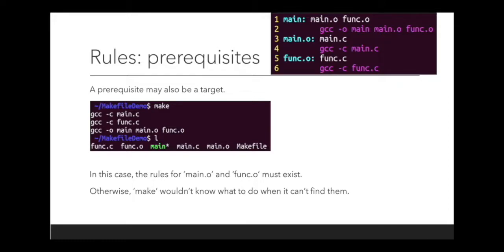A prerequisite may also be a target. In the image on the right, main.o and func.o are two prerequisites for main, and also they are targets themselves. So in this case, the rules for main.o and func.o must exist. Otherwise, make wouldn't know what to do when it can't find them.